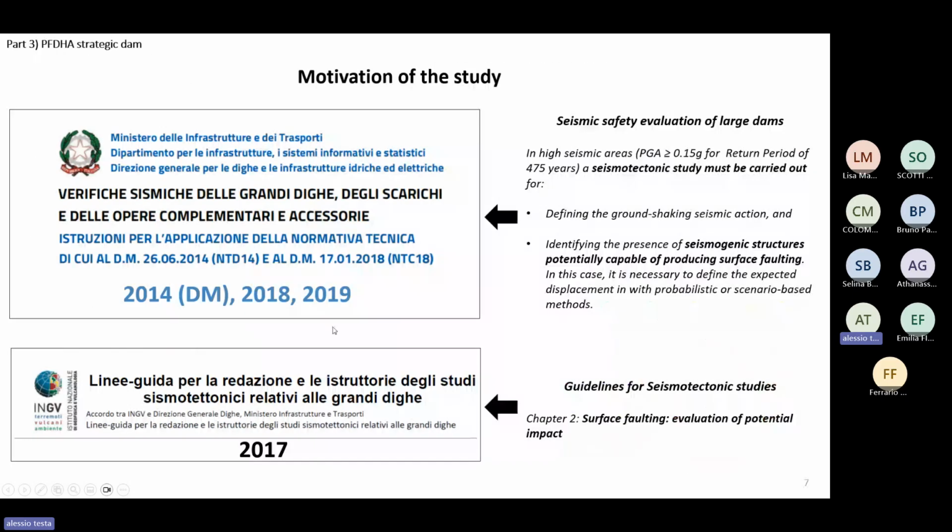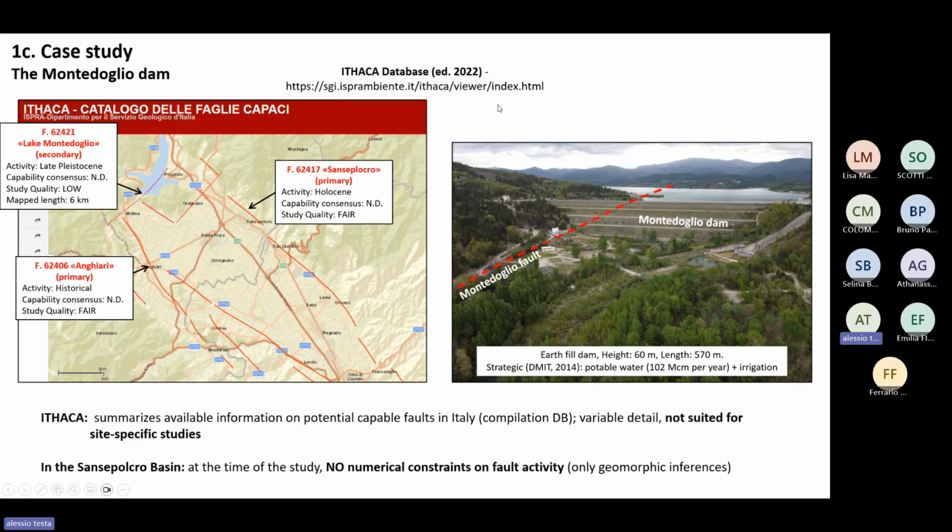According to the recent Italian regulations, if a dam is located in a high seismic area, a seismotectonic study must be carried out in order to define the ground shaking seismic action and also for fault displacement hazard purposes. These guidelines recommend starting the study from existing national scale databases, such as the Ithaca database. The Ithaca database summarizes the information on potential capable faults on the whole Italian peninsula. It is a compilation database, so in general it is not suitable for site-specific studies.